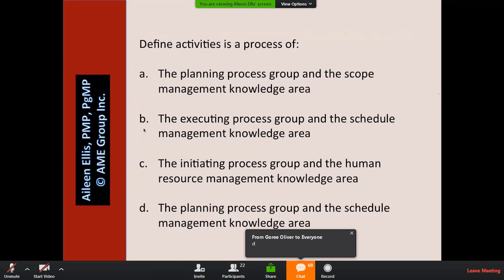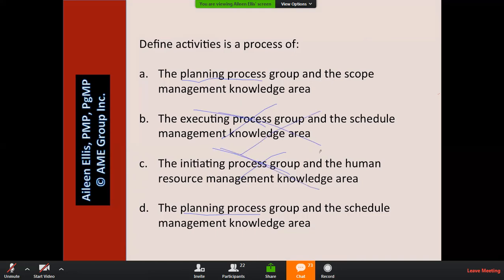So I'm seeing mostly Ds. When you think about define activities, what process group will that be part of? So Sri, what process group? It will be part of planning, yes, which means not executing, not initiating. If one phrase in an answer is wrong, then the whole answer is eliminated. So I've eliminated answer B, I've eliminated answer C. So now is define activities part of scope or is it part of schedule?